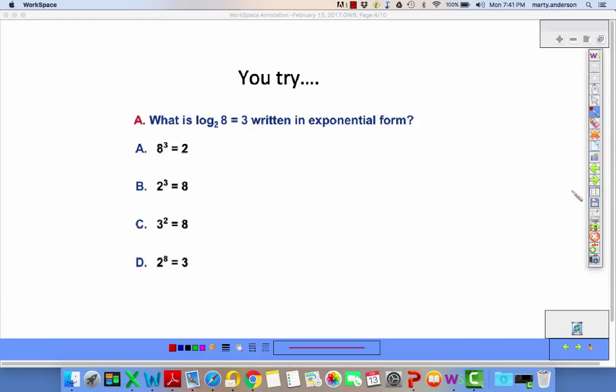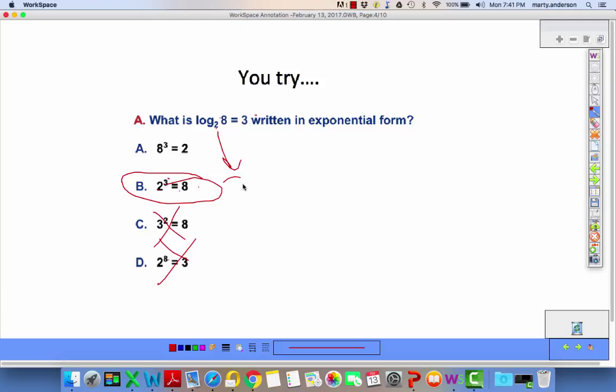More examples. A log is equal to an exponent. 3 is the exponent. That means it's this one, not this one, not this one. What's the base? 2. 2 cubed equals 8. Hey, it's letter B. Wonderful job. Base 2, exponent 3 equals 8. 2 cubed is 8. Log base 2 of 8 equals 3.